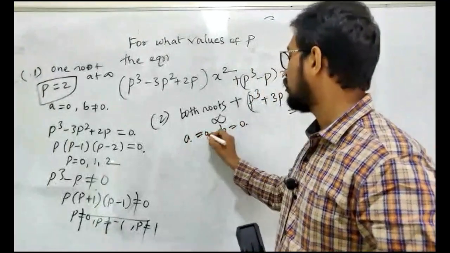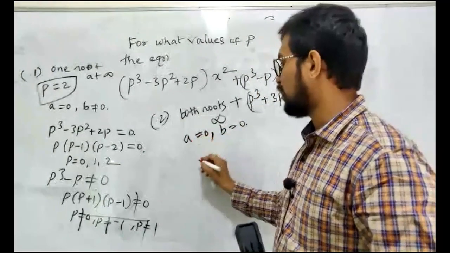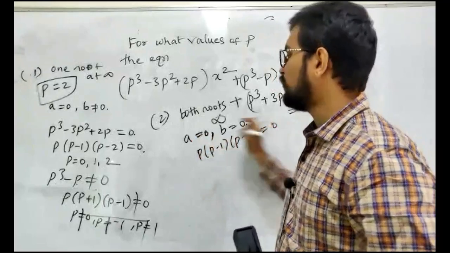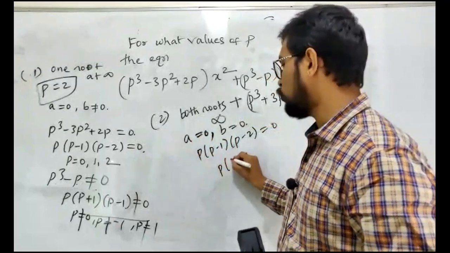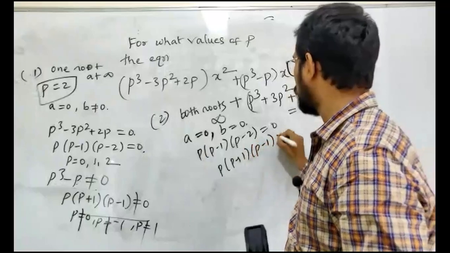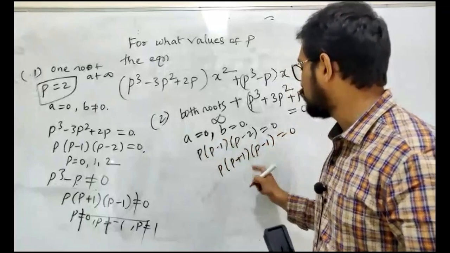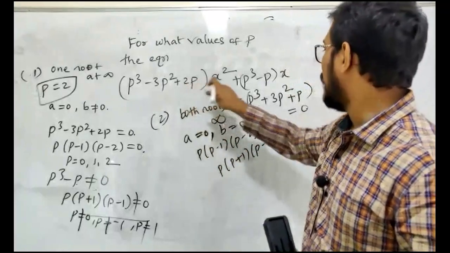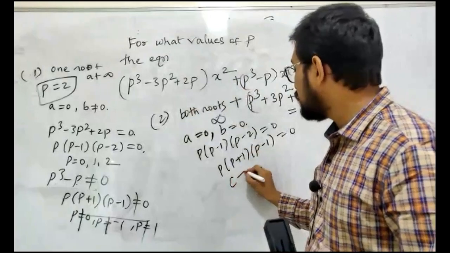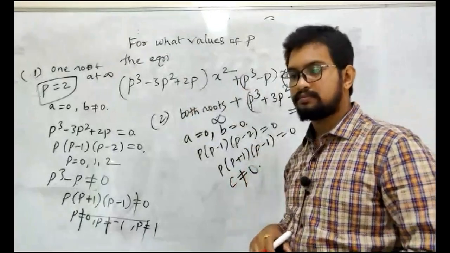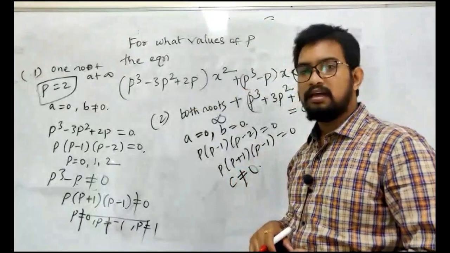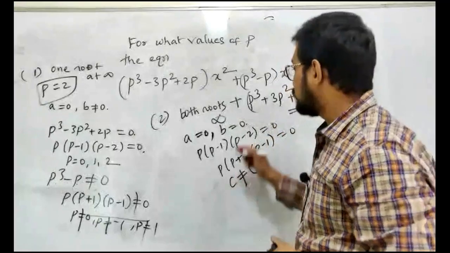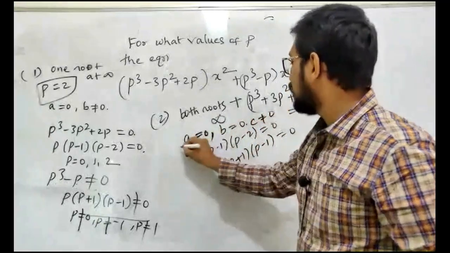So in this case, what do you get? As a is 0 and b is 0, as both roots are infinity, I'll get p into p minus 1 into p minus 2 is equal to 0 from the previous case, and p into p plus 1 into p minus 1 is also equal to 0. We have to take the values common to both. So this must be 0 and this must be 0, and this c must not be 0 in this case.